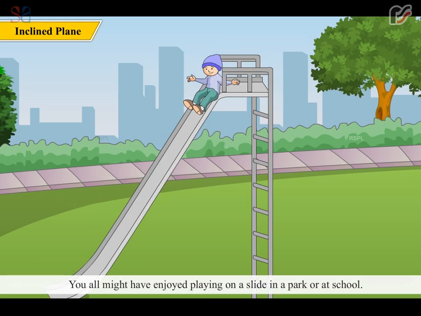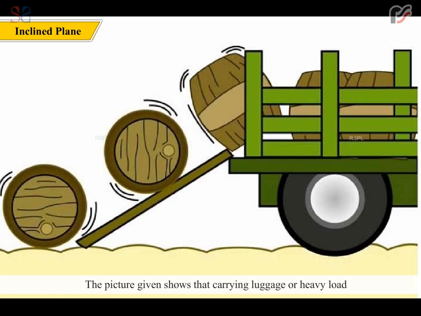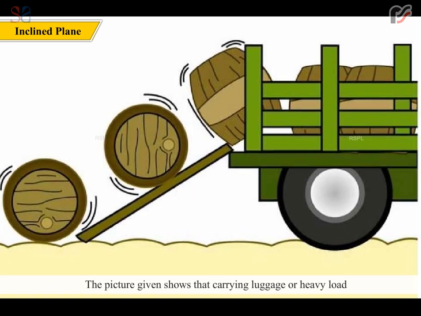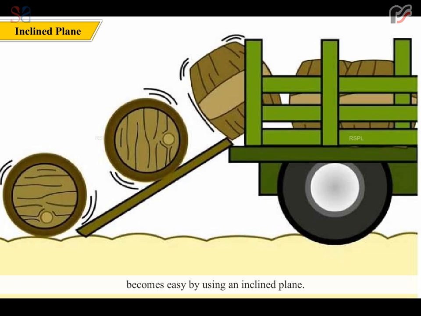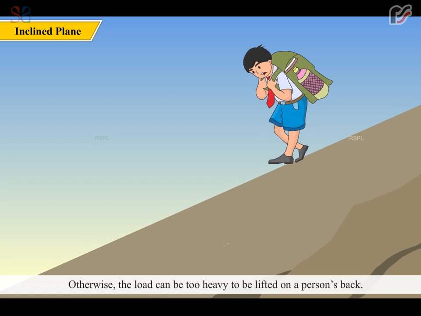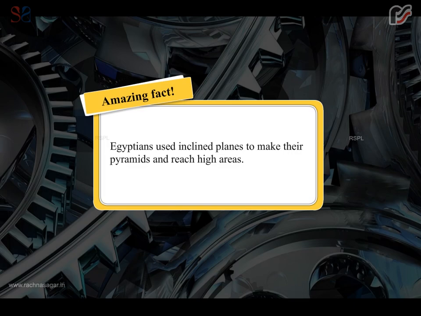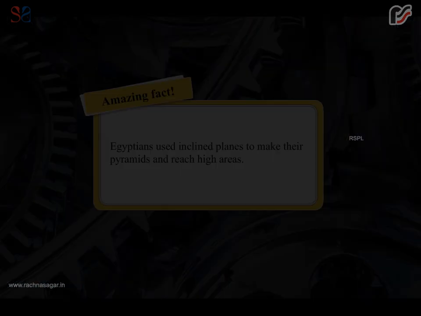Inclined plane. You all might have enjoyed playing on a slide in a park or at school. A slide is an inclined plane. An inclined plane is a flat surface which has one end higher than the other. The picture given shows that carrying luggage or heavy load becomes easy by using an inclined plane. Otherwise, the load can be too heavy to be lifted on a person's back. Amazing fact! Egyptians used inclined planes to make their pyramids and reach high areas.